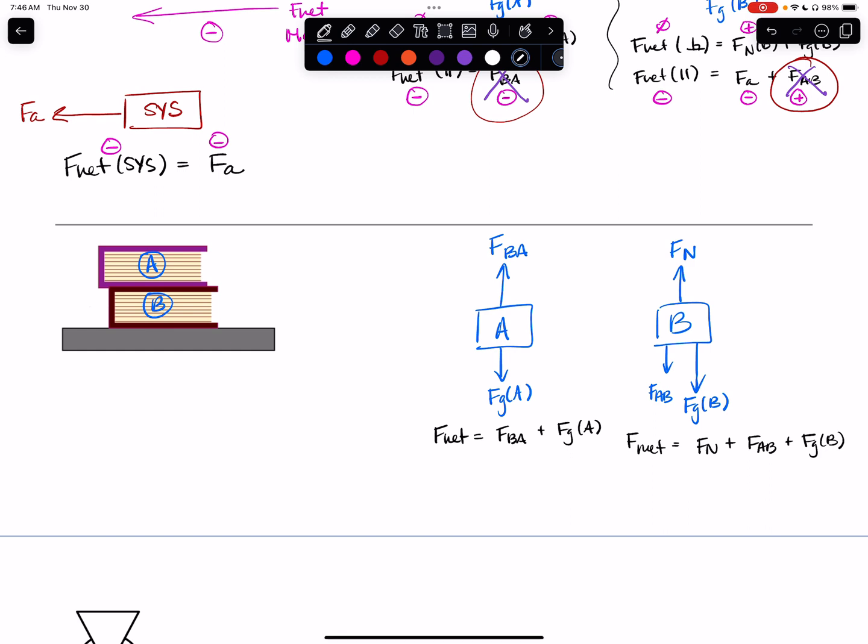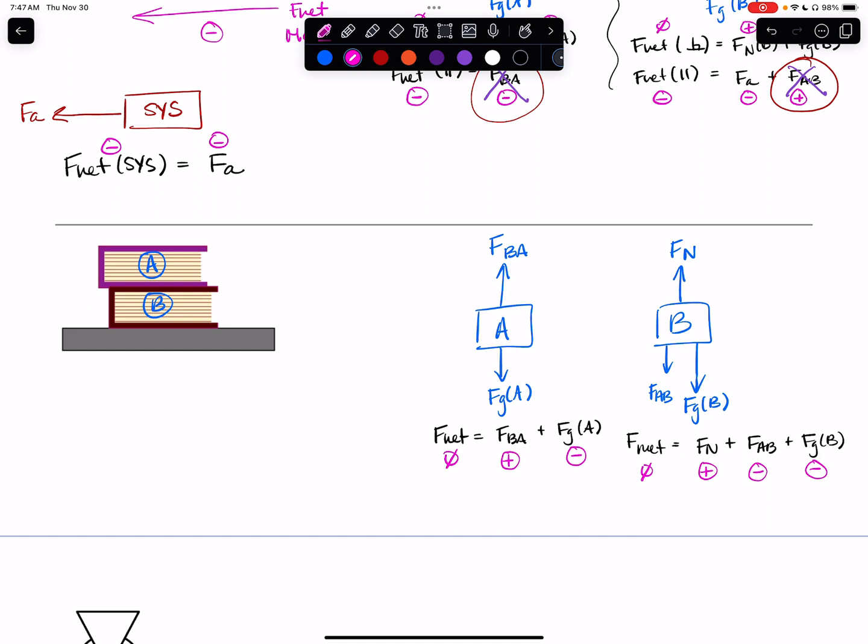For signs, anything pointing up is positive, anything pointing down is negative, and the book isn't moving, so I know that FNet has to be 0. The force of B on A is positive, and the force of gravity is negative. Again, FNet for B is also 0 because it's not moving. The normal force is positive. The action-reaction force is negative, and the force of gravity on B is also negative.